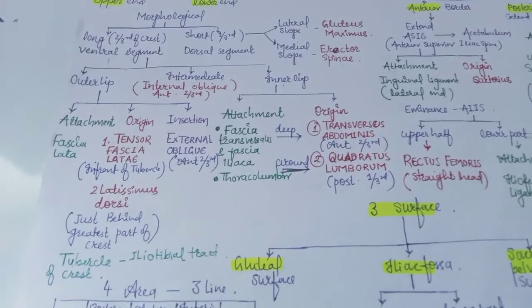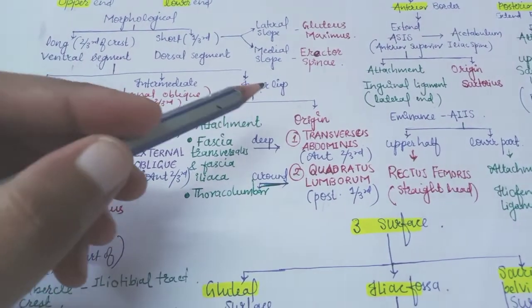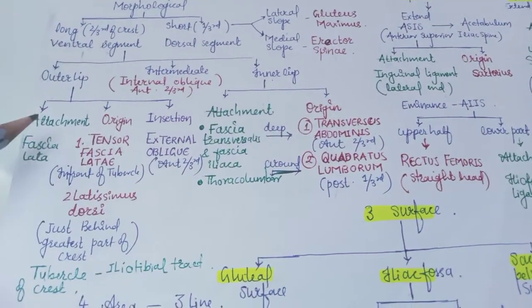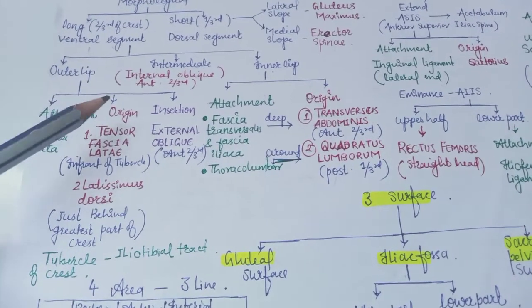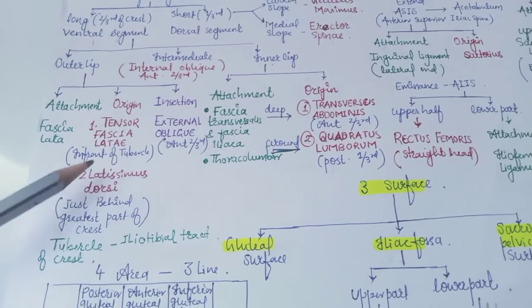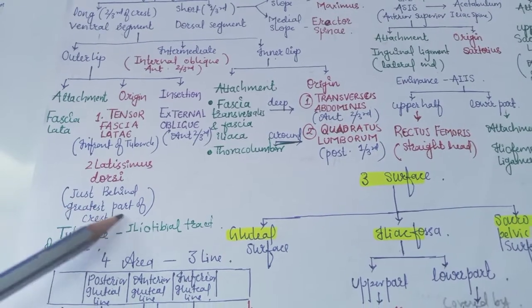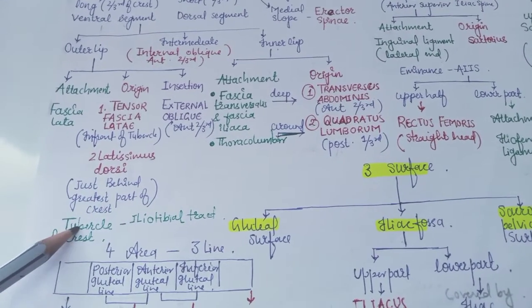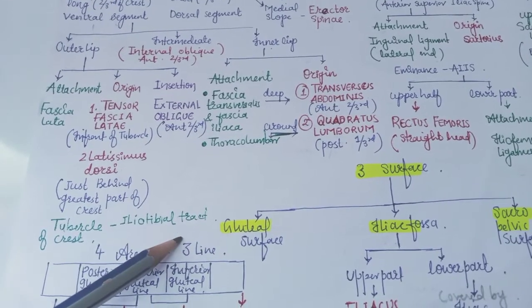The long ventral segment has an outer lip, an intermediate area and an inner lip. The outer lip gives attachment to the fascia lata in its whole extent. It gives origin to the tensor fascia lata in front of the tubercle, and to the latissimus dorsi just behind the greatest part of the crest. In the tubercle of the crest it gives attachment to the iliotibial tract.